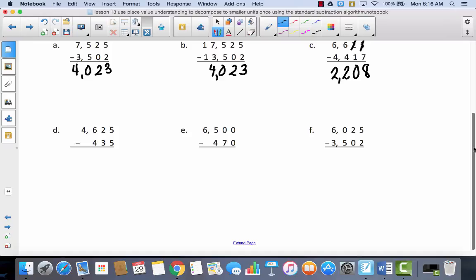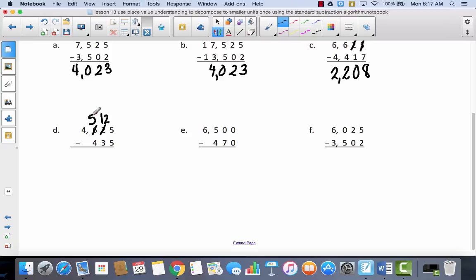Again, we're going to check to see if we're ready to subtract in each place. Are we ready to subtract in the ones? Yes. Are we ready to subtract in the tens? No. So I'm going to unbundle one of these hundreds, and that's going to leave 5 hundreds. I'm going to take that 100 and move it to the tens place. So instead of having 2 tens, I will now have 12.